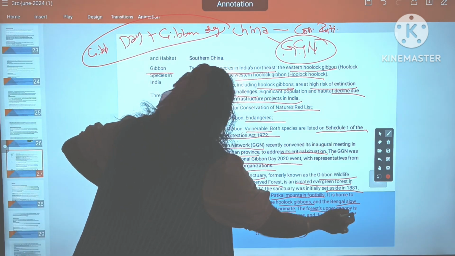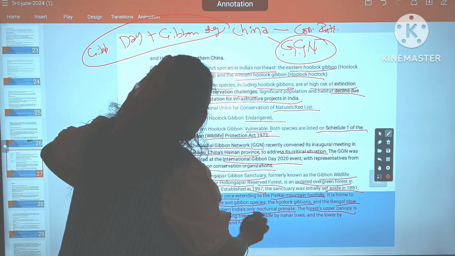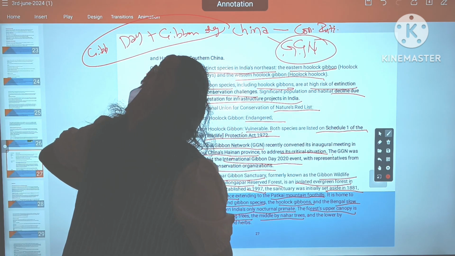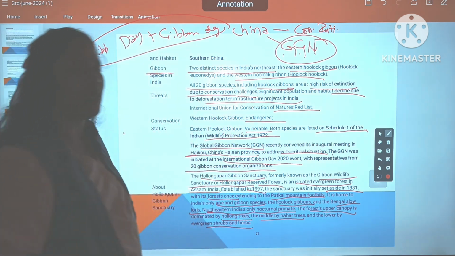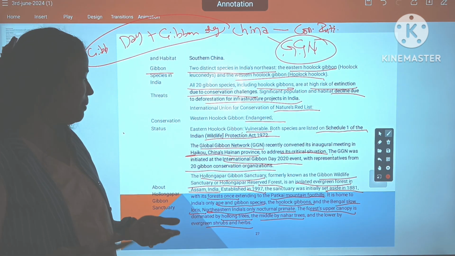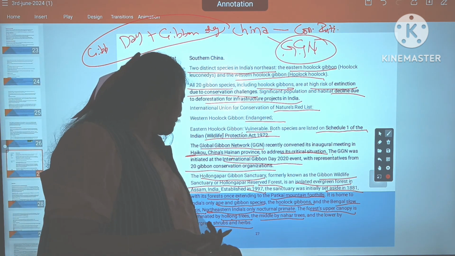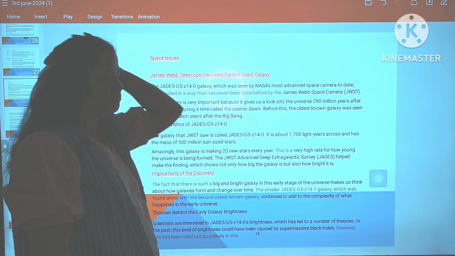The forest upper canopy is dominated by holong trees, middle by nahar trees, and lower by shrubs and herbs. What is the forest having? What are the plants it is having? It is having holong trees, nahar trees, and shrubs and herbs.